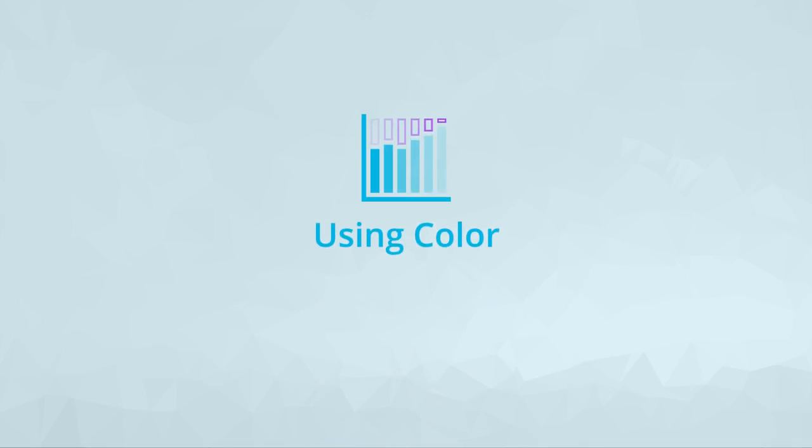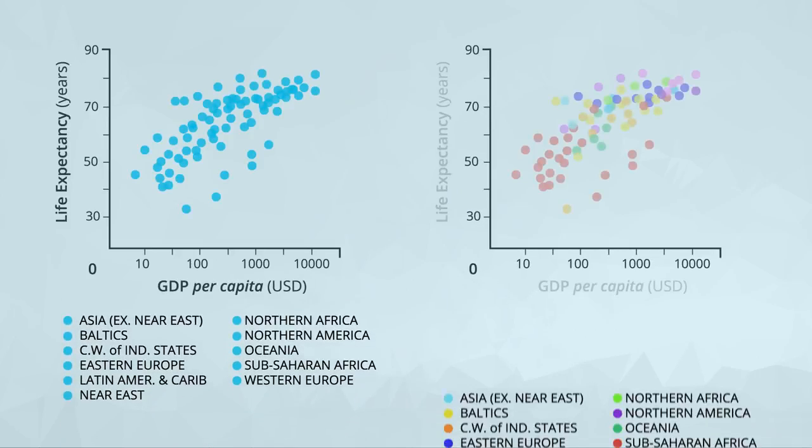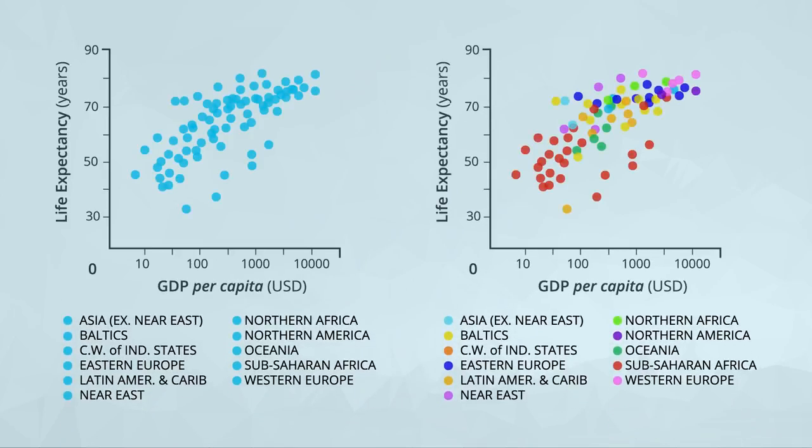Color is an important tool in designing visualizations. It allows you to encode another variable or split your data into groups. However, there are a lot of issues you need to consider when choosing which colors to use and how to apply them. As an example of the power of color, consider these two plots of GDP versus life expectancy.